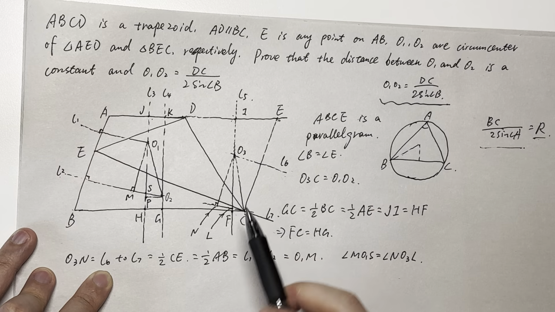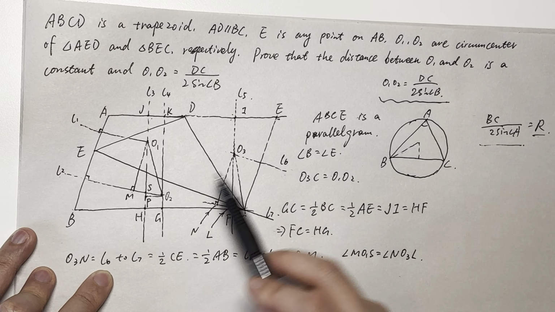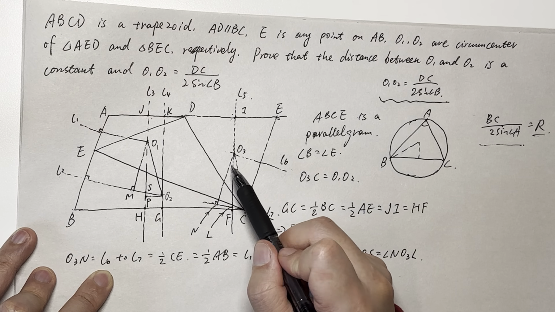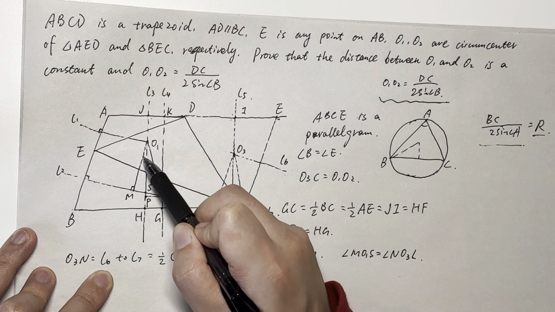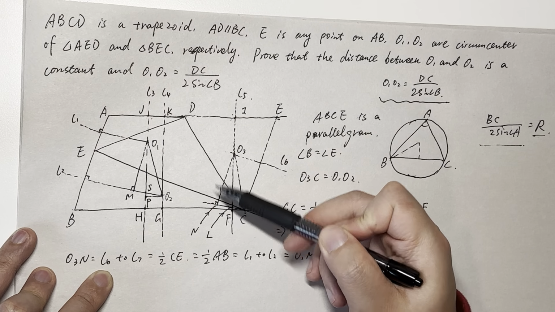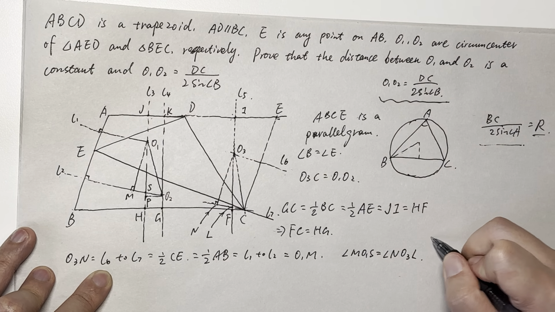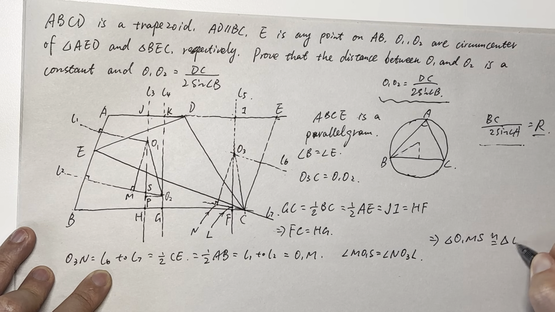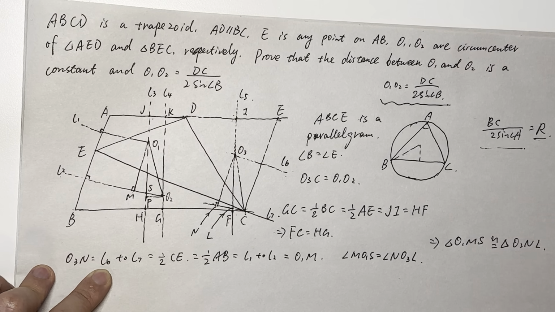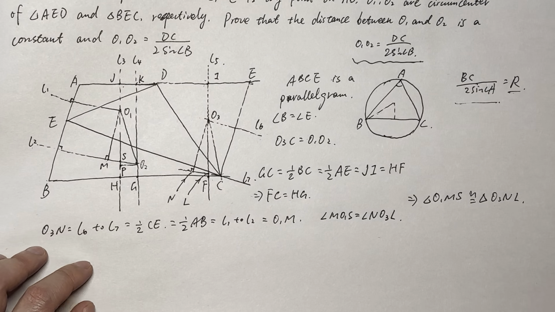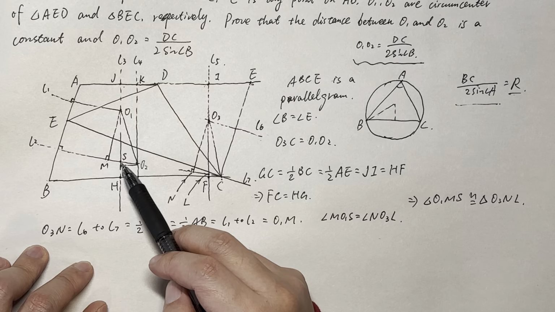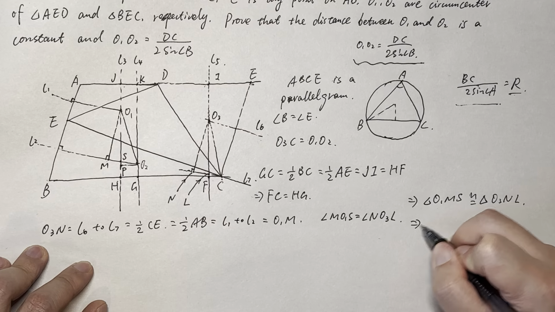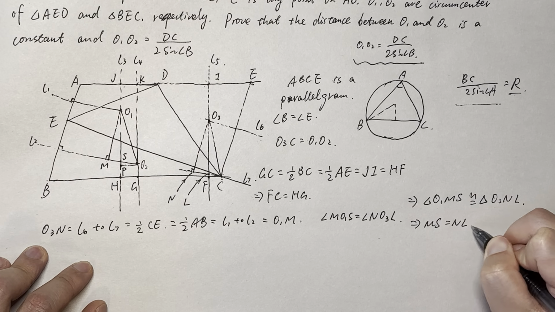Right? So we know that the right triangle O1MS and the right triangle O3NL are similar because this angle equals this angle. And we already know that O3N equals O1M, which means triangle O1MS is congruent to triangle O3NL, right? O1MS is congruent to O3NL, which means MS equals NL.